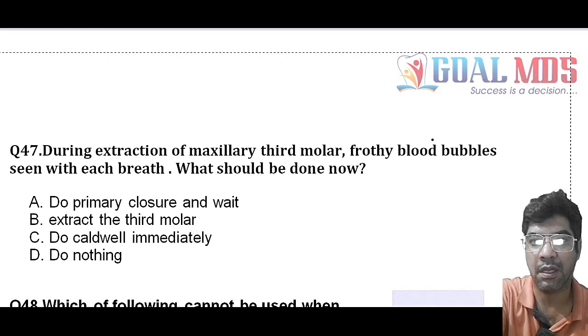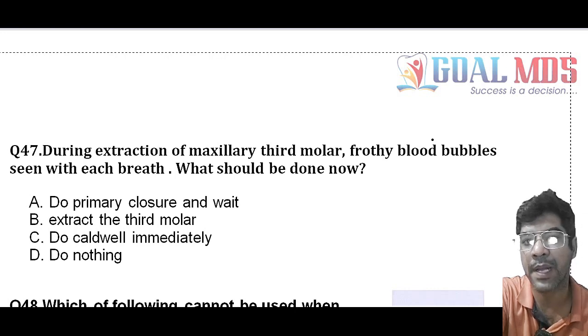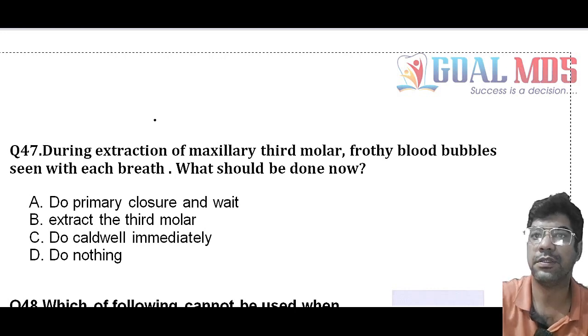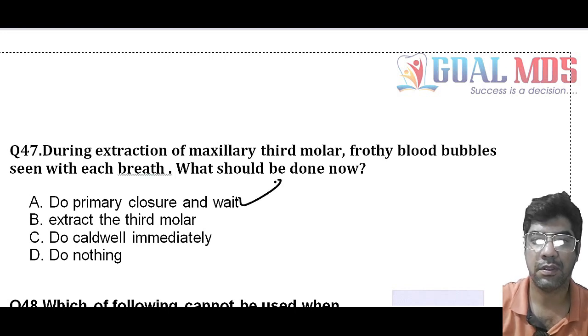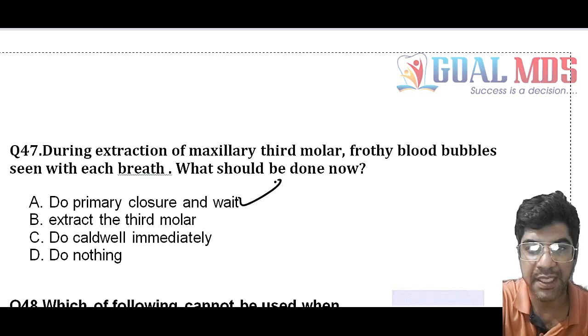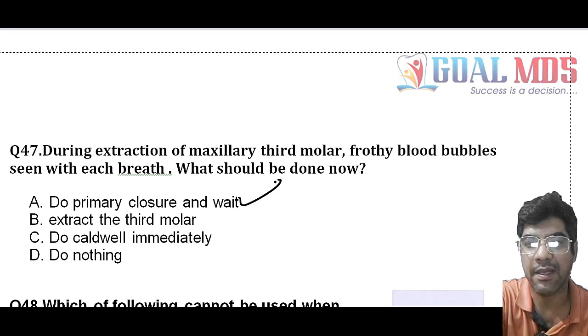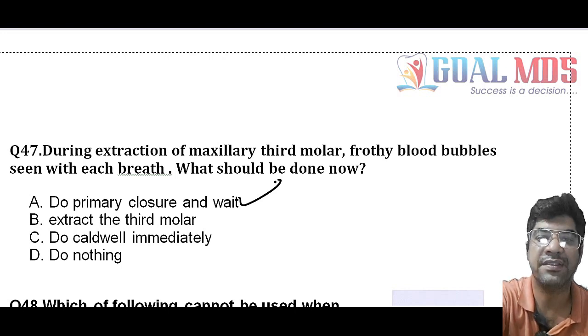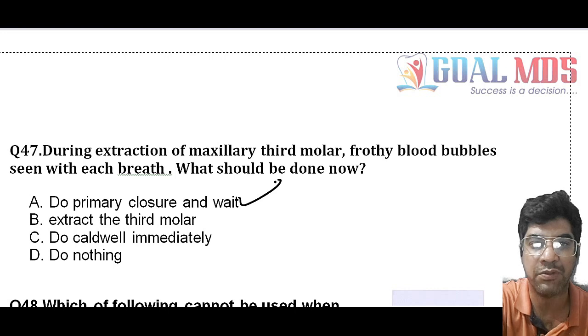So the frothy blood bubbles indicate the communication between the oral cavity and the maxillary sinus. So do a primary closure and wait. Option B, extracting the third molar. It's not advisable. It can potentially worsen the communication between the oral cavity and the maxillary sinus. So delay the extraction until the wound has healed and the communication has been closed.